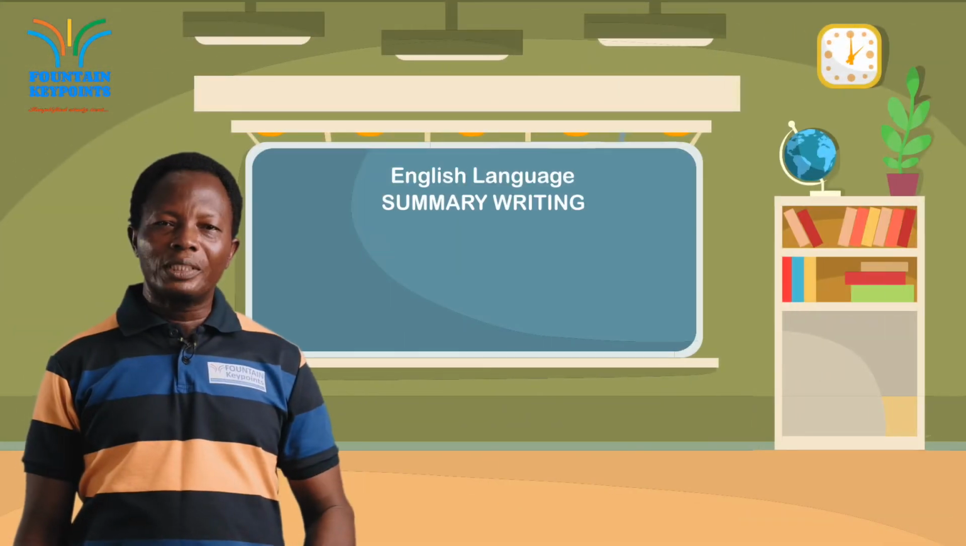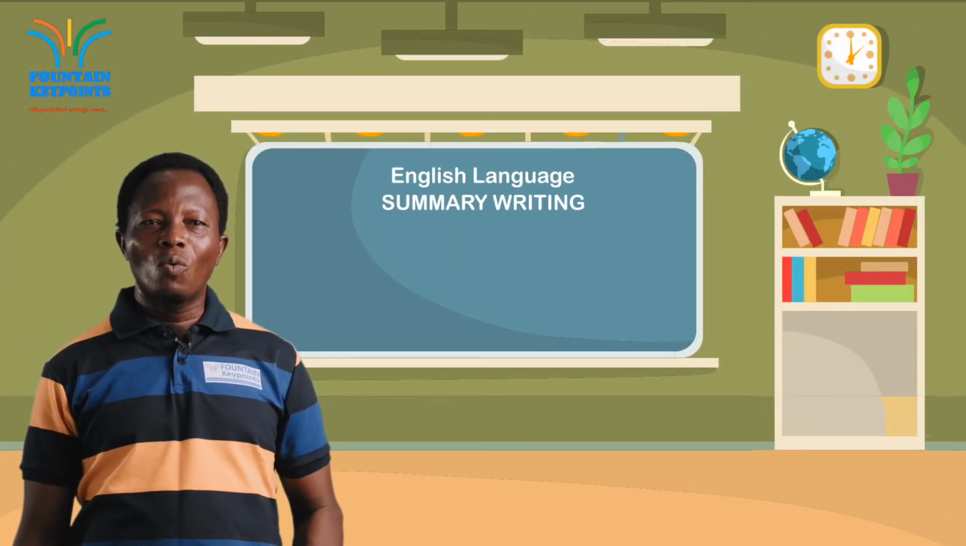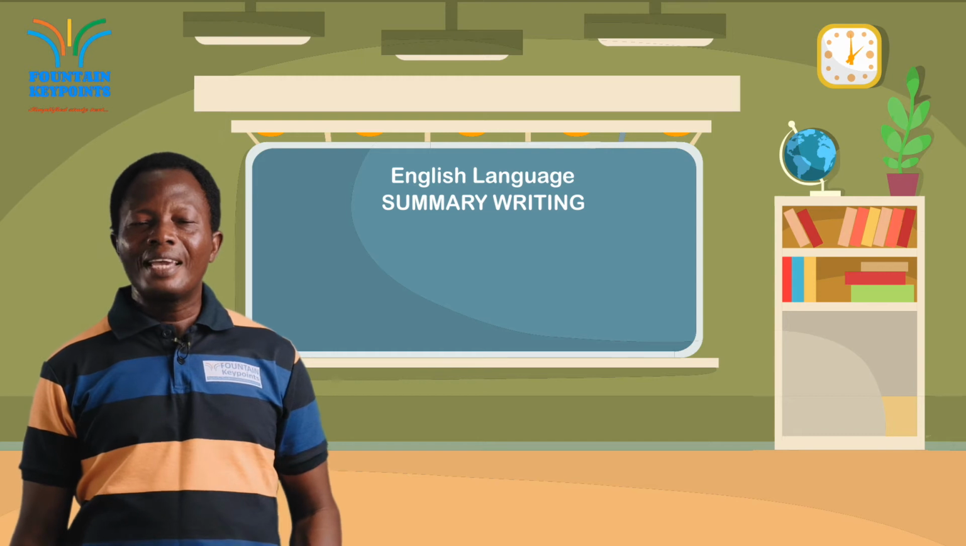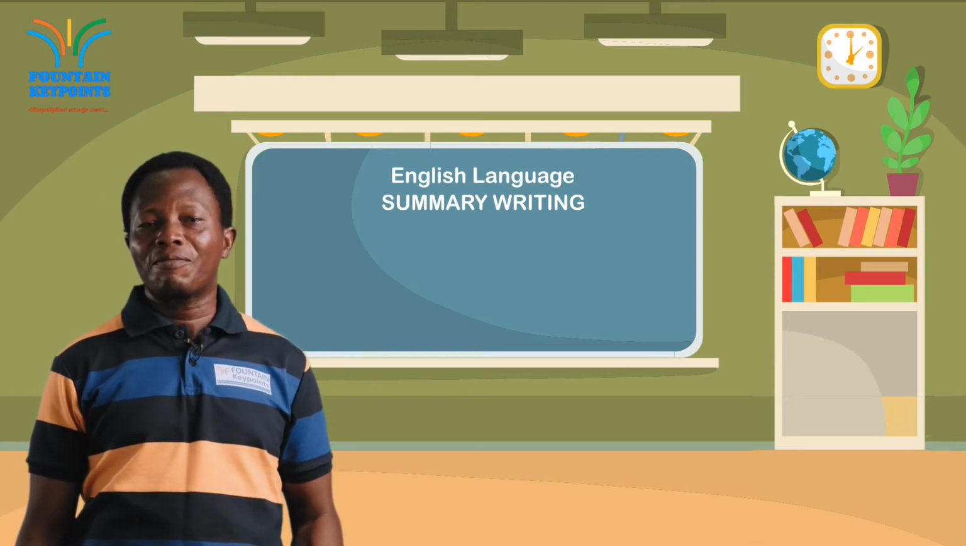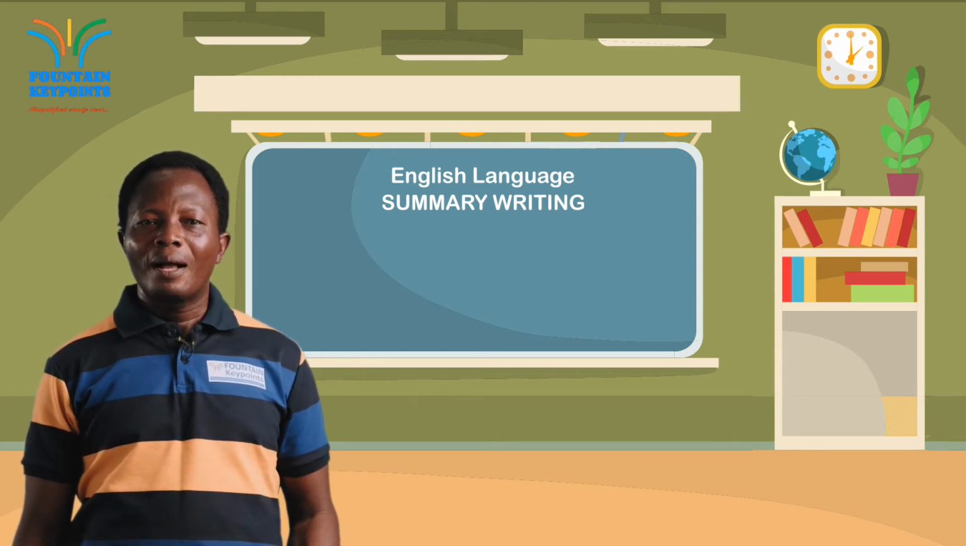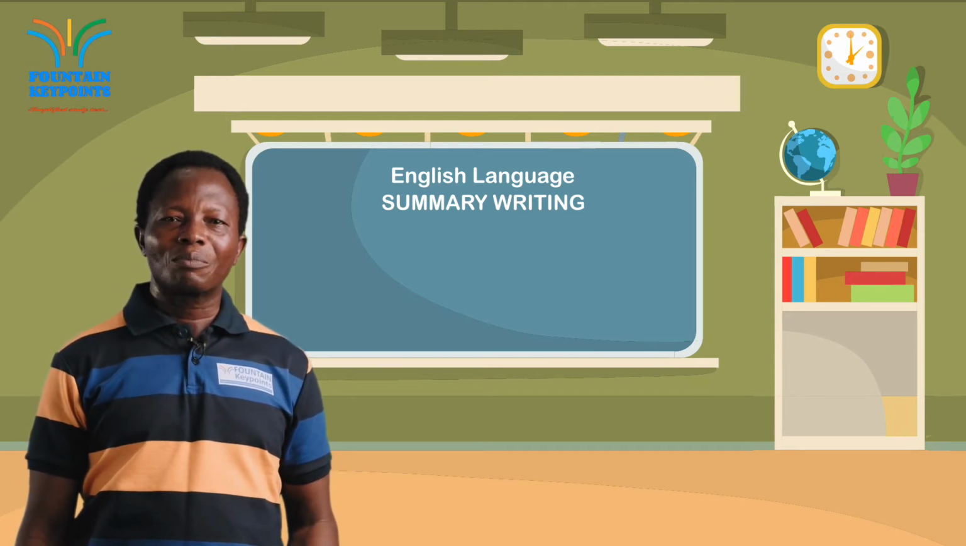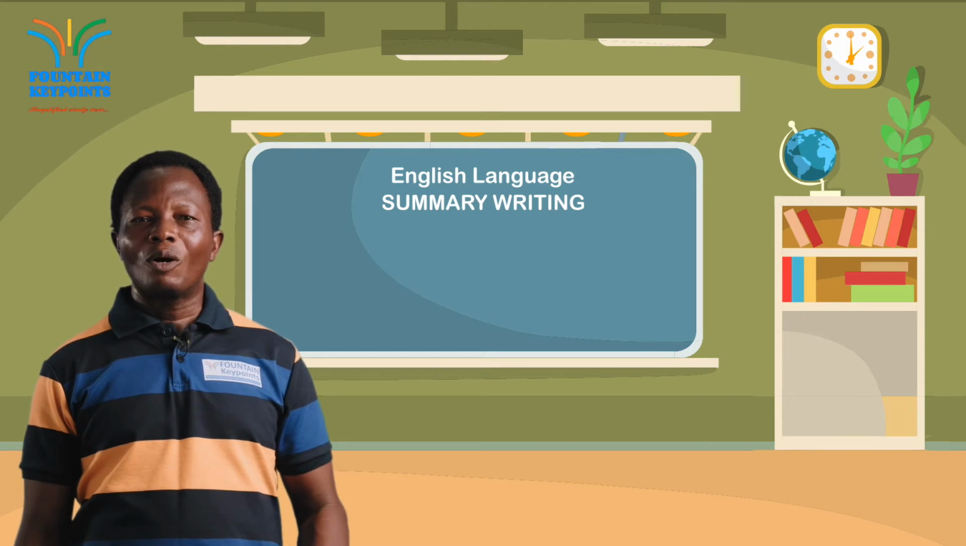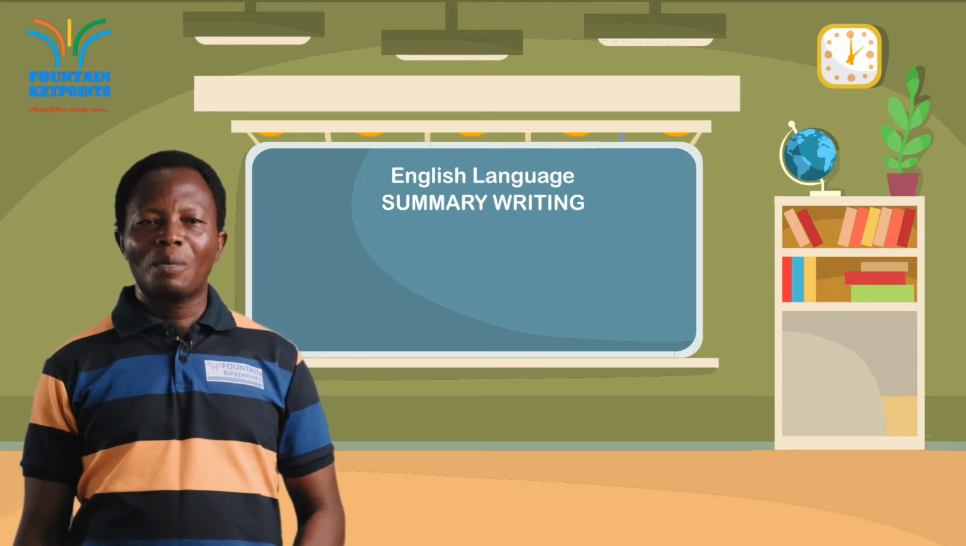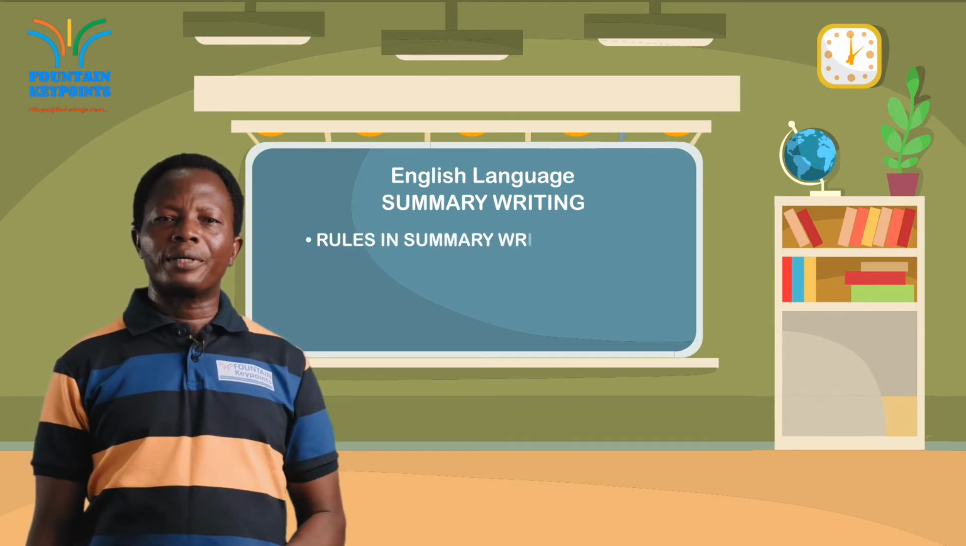If anyone loses the 30 marks, there is no way he can recoup the marks. He cannot recoup the marks from composition. There are 50 marks in composition. Comprehension is there. So it is not a winning game if you lose all the marks in summary writing. What are the various rules in summary writing?